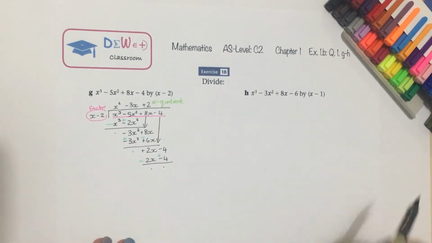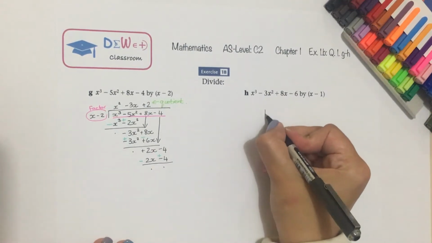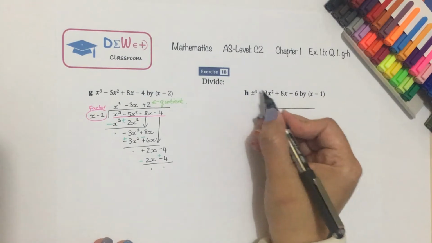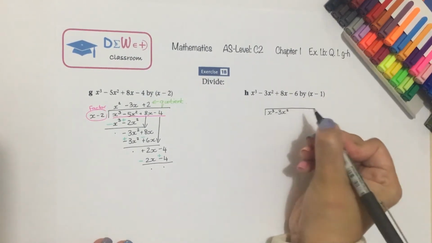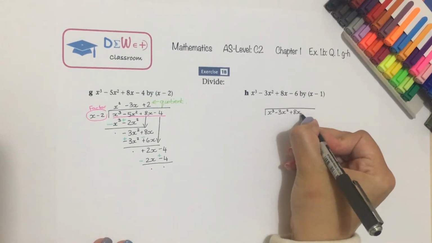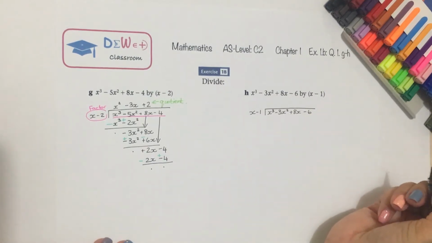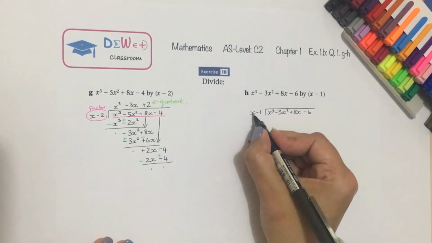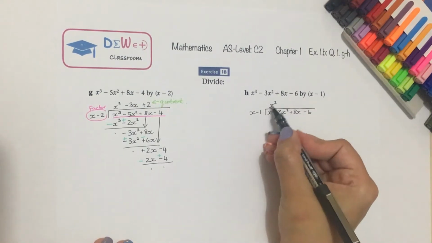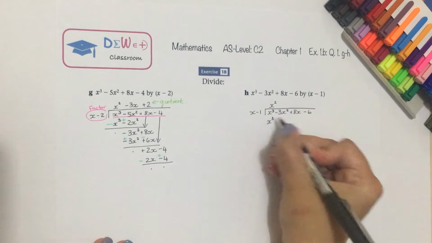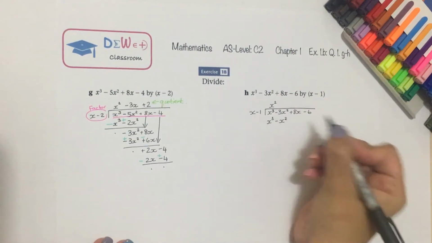Okay, moving on to number H. Check, 3, 2, 1, so we can just use it as is. X to the power of 3 minus 3x squared plus 8x minus 6 divided by x minus 1. Right, x to the power of 3 divided by x is x squared. X squared times x is x to the power of 3. X squared times minus 1 is minus x squared.